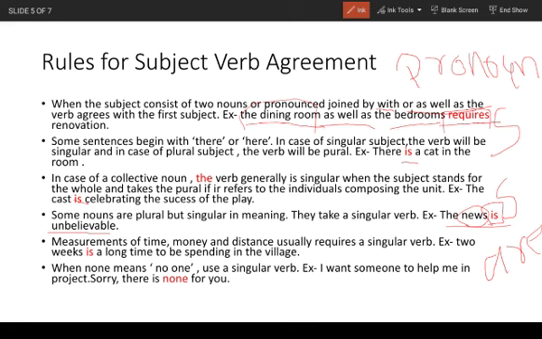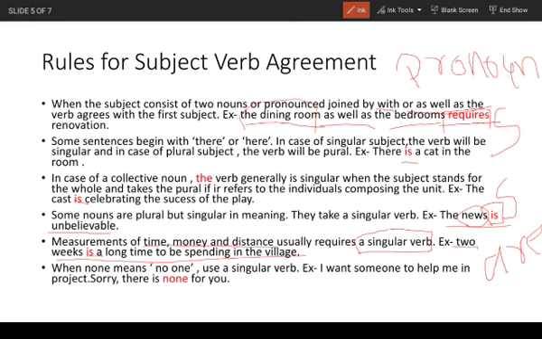Measurements of time, money and distance usually require a singular verb. So when there are given measurements of time, money and distance, at that time we use a singular verb. Like, 2 weeks is a long time to be spending in the village.